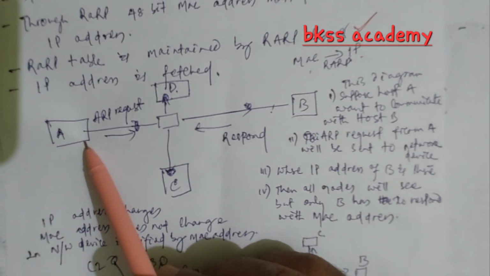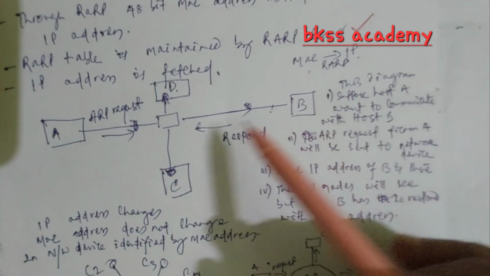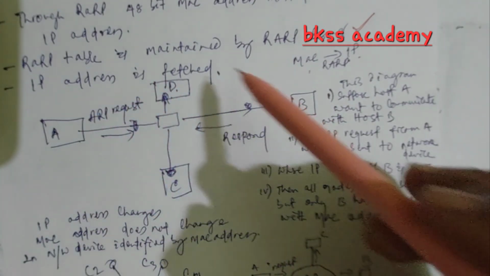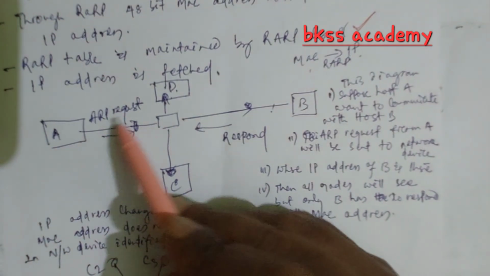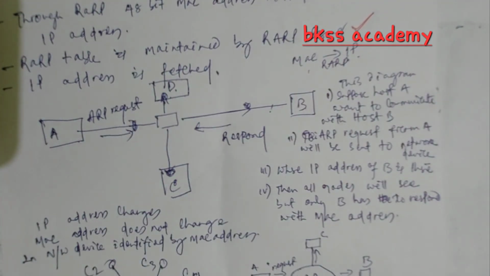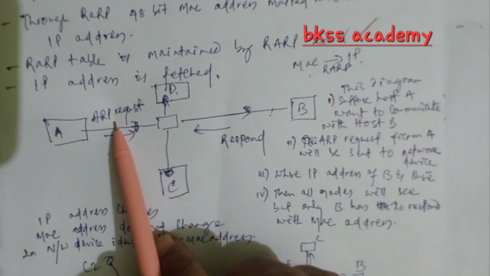One example I am giving here with some diagram. A wants to communicate with B, and there are 4 stations. So what will happen? First, an ARP request from A will be sent to the network. This is the ARP request, where the IP address of B is there; it will be searching for B's IP address.